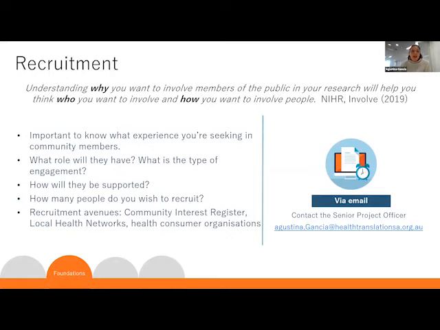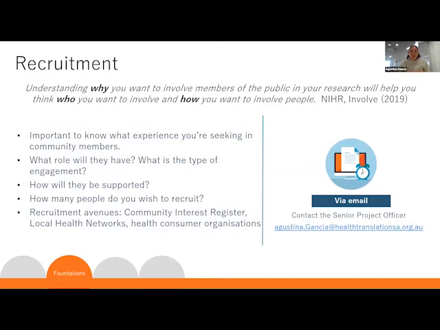and establish together what role everyone's going to have around the table. So what role are the researchers going to have? Are there students in the team? What's their role? What's the role of the community members? How is everyone going to interact? And by engaging with community members, how will they be supported?